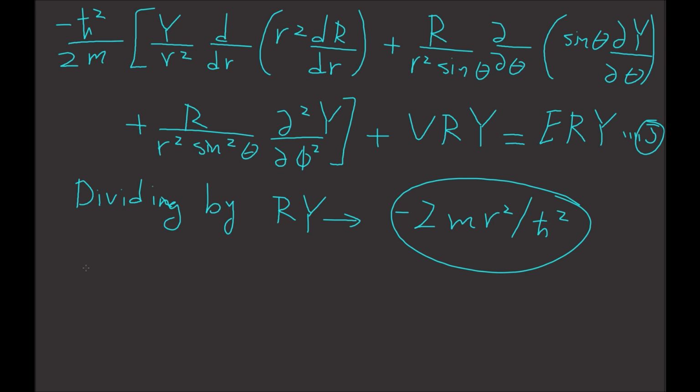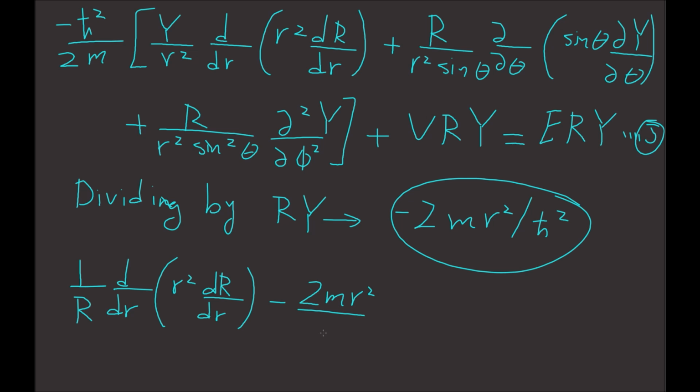So when we do this, we get 1 divided by R times d dr of r squared dR/dr, minus 2m r squared divided by h bar squared times V of r minus E. So this is one part.